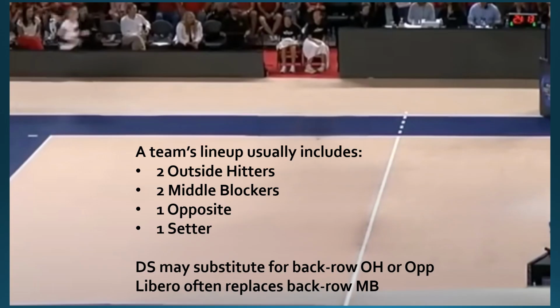Tracking rotations should not just be an exercise in trying to memorize 6 numbers in order. Instead, we're going to use our basic knowledge of player positions that we talked about in video 1 to help us understand and track rotations. A team's lineup usually includes 2 outside hitters, 2 middle blockers, 1 opposite, and 1 setter. And as we talked about in part 1, there may be a DS in there in place of a back row opposite or outside hitter, and a libero will often replace a back row middle blocker.